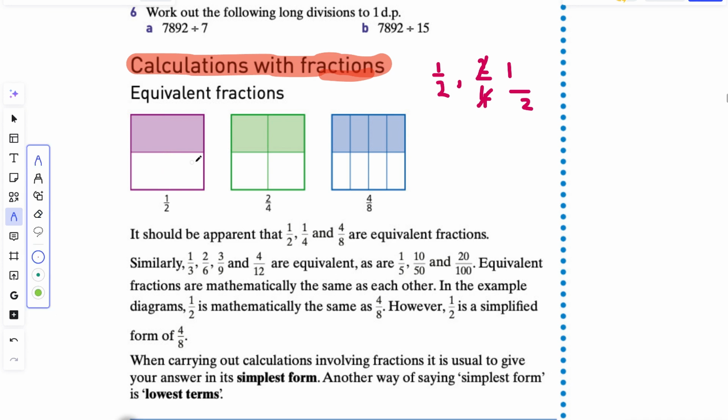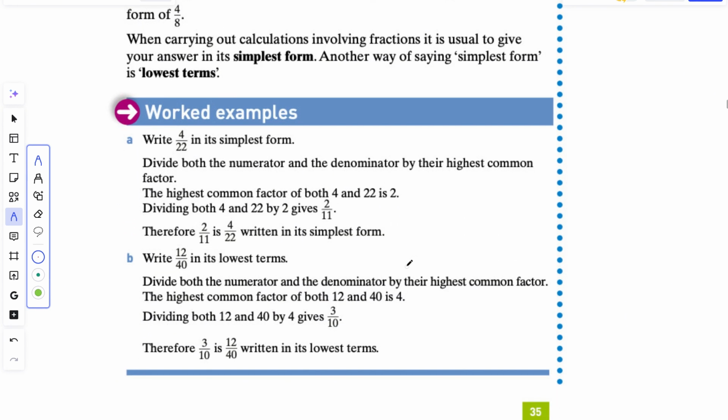Is that okay? So this one is 4 over 8. By drawing more lines, you have 4 colored out of 8 in total. So 4 over 8 is equivalent to 1 over 2 if you break it down. Because 4 divided by 4, you get 1. 8 divided by 4, you get 2. You still get 1 over 2 if you break it down to the lowest term or the simplest form. Okay? Now write 4 over 22 in the simplest form. If you're given 4 over 22, write it in the simplest form. You start to break it down with a prime number.